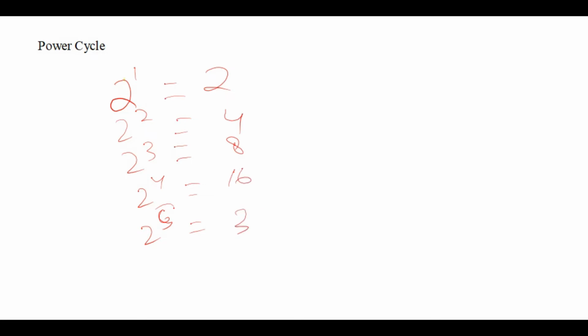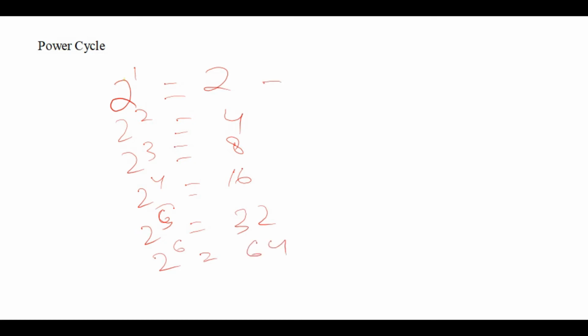So, what is meant by power cycle? For example, 2 power 1, 2 power 2, 2 power 3, 2 power 4, 2 power 5, 2 power 6. Does the power repeat itself or not when any number is subjected to power? Let's suppose 2 power 1 is 2, 2 power 2 is 4, 2 power 3 is 8, 2 power 4 is 16, 2 power 5 is 32, 2 power 6 is 64.